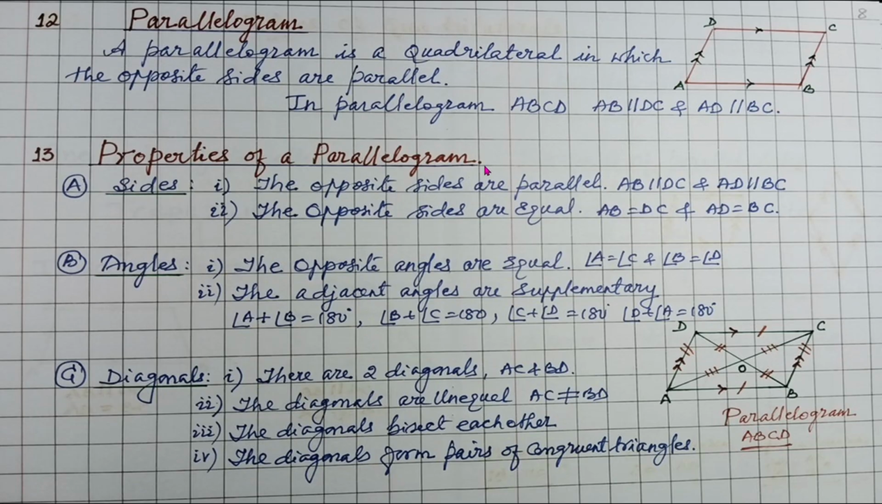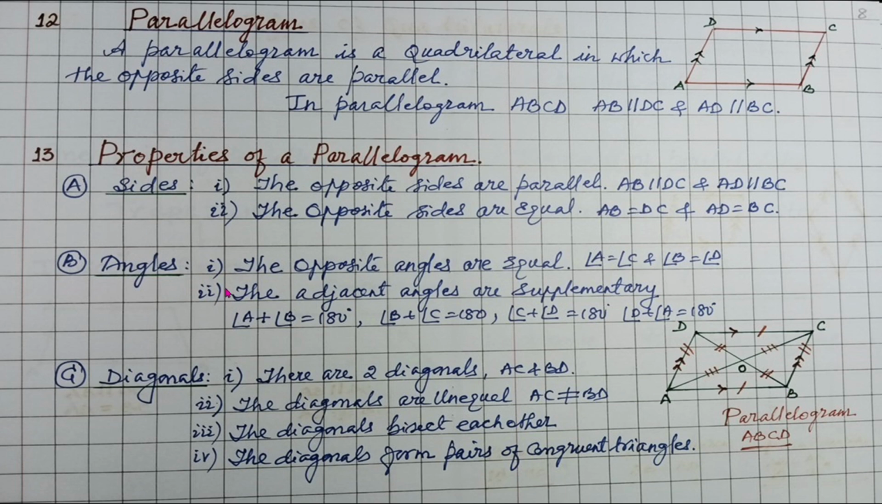Now properties of a parallelogram. We'll study the properties of a parallelogram in terms of sides, angles and diagonals. Now let us understand the properties in terms of sides. Now in a parallelogram ABCD, the opposite sides are parallel. That is AB is parallel to DC and AD is parallel to BC. And in a parallelogram, the opposite sides are equal. That means AB is equal to DC and AD is equal to BC.